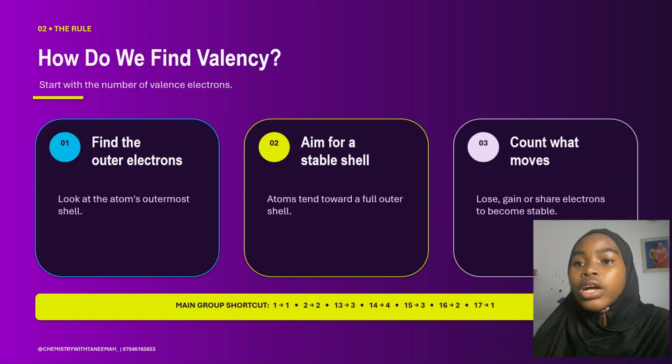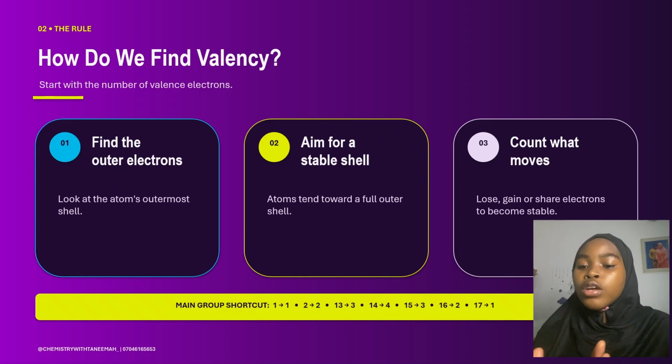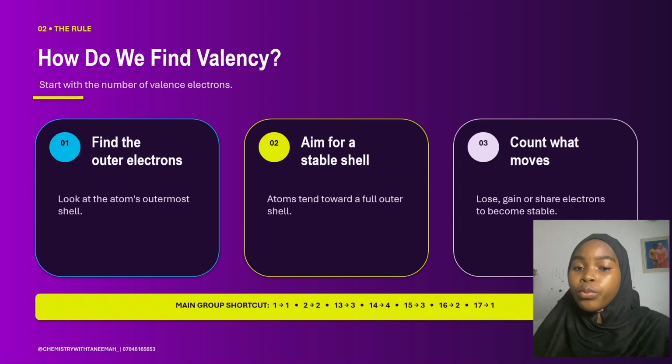To find the valency of every atom, you look into the outermost electrons, the outermost shell. How many electrons do we have in the outermost shell? Now the second step is to aim for a stable shell, for a stable atom. For hydrogen and helium, to attain a stable state, we need 2 electrons in the outermost shell. For other elements, we need 8 electrons in their outermost shell.